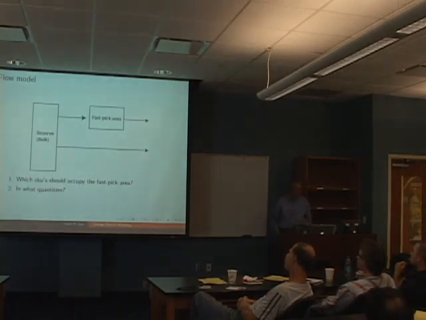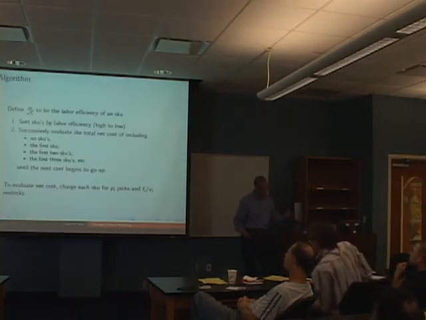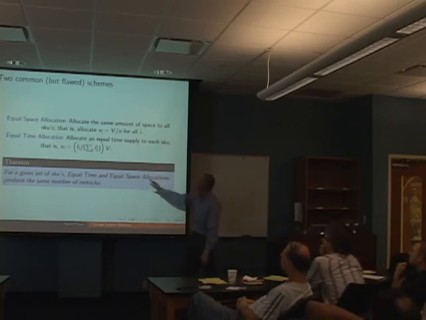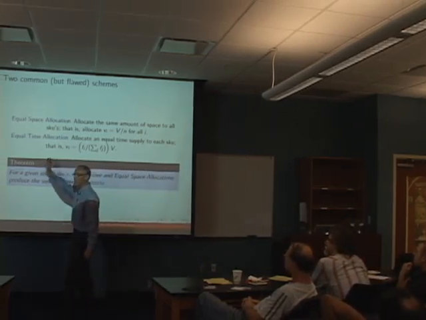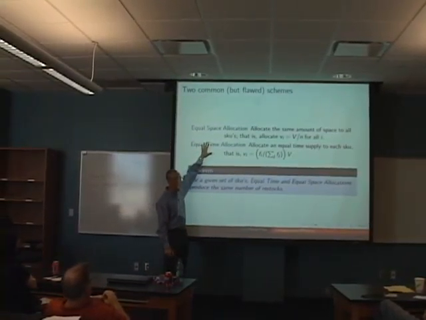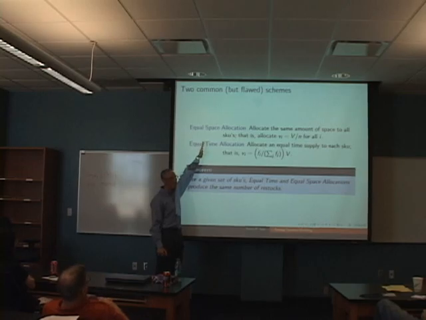All right, let's see. So I went through all that. You mastered all that. Now here, I will mention this. Here's the real nice kind of punchline of all that work that you would have done. These are the two rules that are used in industry: equal space or equal time allocations. This is what they do.